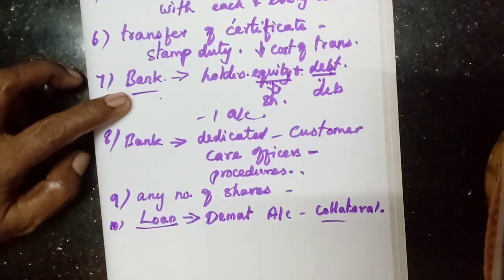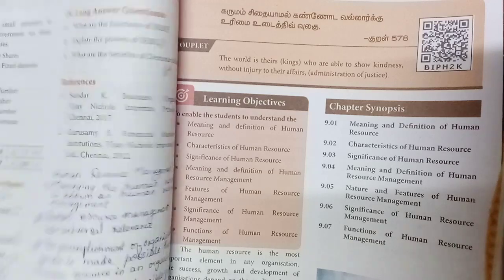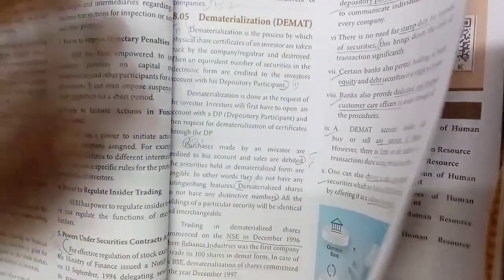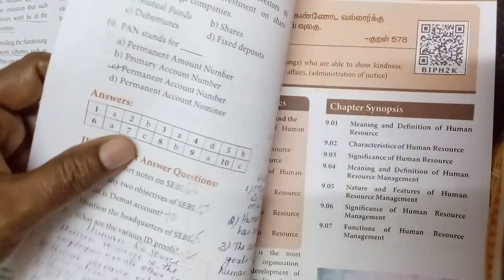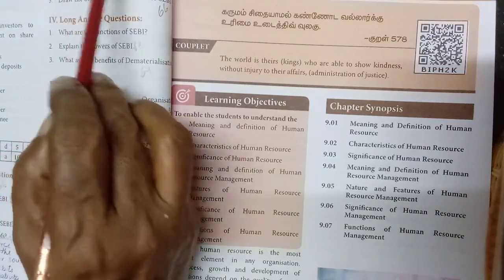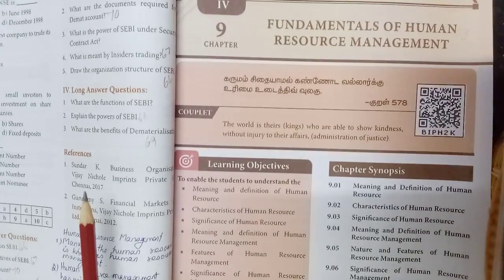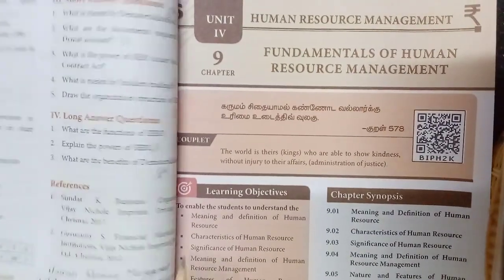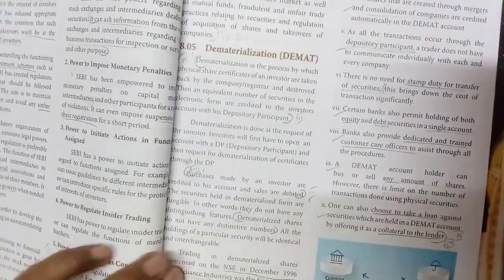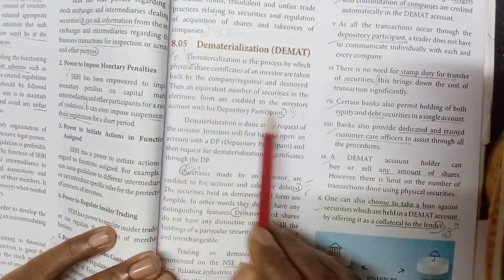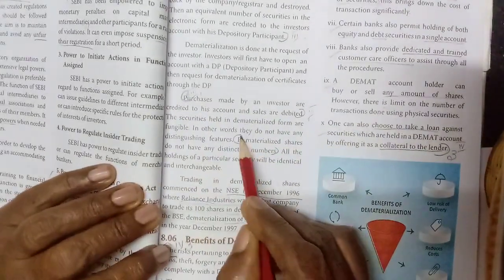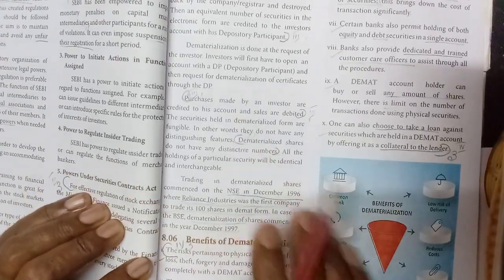I will just mark and give you the question answers. What is a demat account, in page number 70? That we have not taken. Then, what is meant by dematerialization? Here it is in page number 69. This first paragraph, then the third paragraph, first sentence, then this sentence; that much will do. It is a 3-mark question.